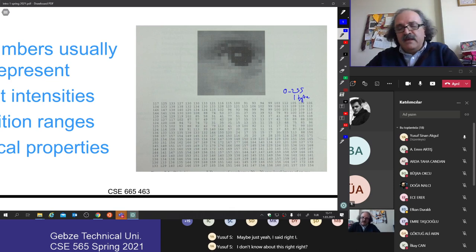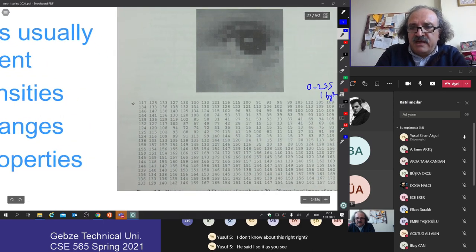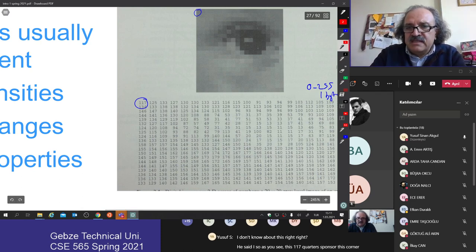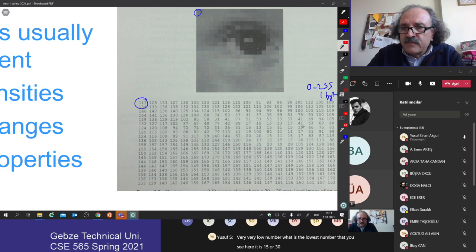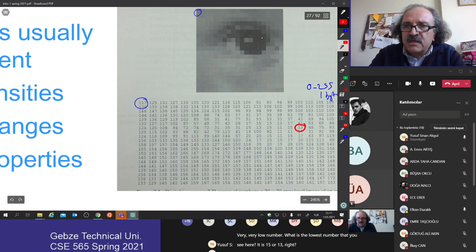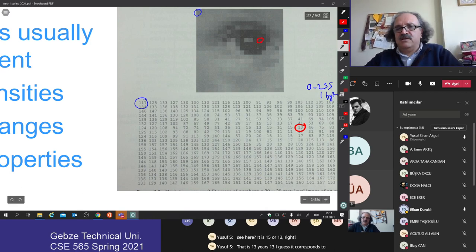So, as you see, this 117 corresponds to this corner, right? And this very, very low number. What is the lowest number that you see here? It is 15 or 13, right? There is 13 here. I guess this 13 corresponds to this dark area here.